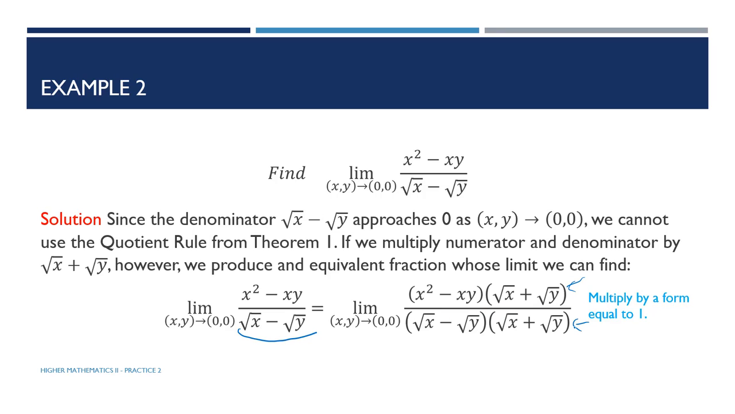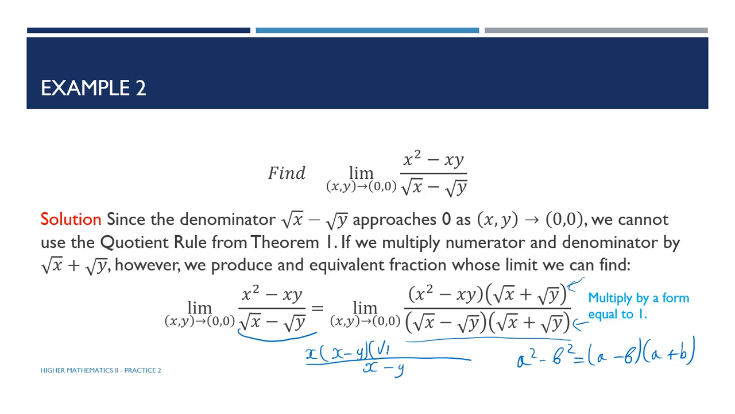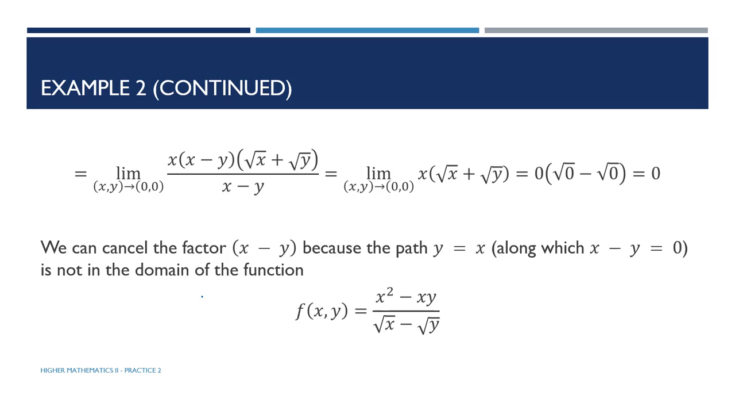And if I multiply this to the denominator, I will get here x minus y. According to the rule, a squared minus b squared is equal to a minus b times a plus b, I will get here x minus y. And on the numerator, I will get, just take x outside of parentheses, x minus y, square root of x plus square root of y. So that expression.